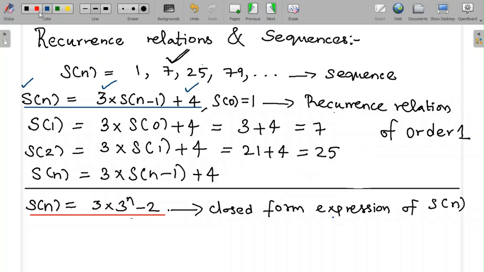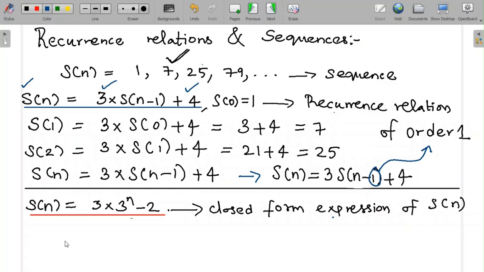Another clue that you can take is that the order can also be identified by the smallest term that is part of the definition. When I say S of n is 3 times S of n minus 1 plus 4, the smallest index here is n minus 1, and this 1 can be connected with the order of the recurrence relation.